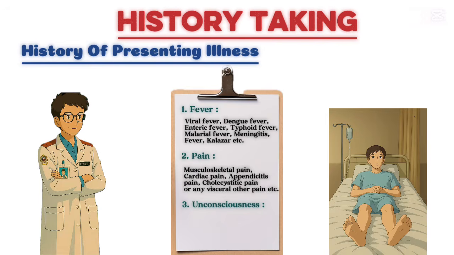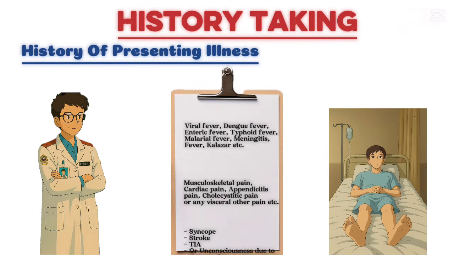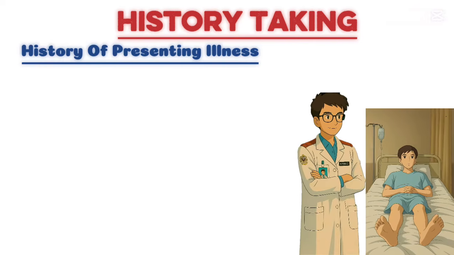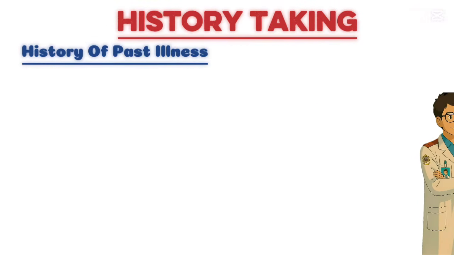Similarly, if a patient comes up with the complaint of pain, then we need to know what kind of pain it is. Like either it is musculoskeletal pain, cardiac pain, or any visceral pain like appendicitis, cholecystitis, etc. And same goes with the history of unconsciousness. It can be syncope, stroke, transient ischemic attack, or unconsciousness due to heat stroke. We will learn about the elaboration of the different diseases in a different video. So now, let's come to the history of past illness.